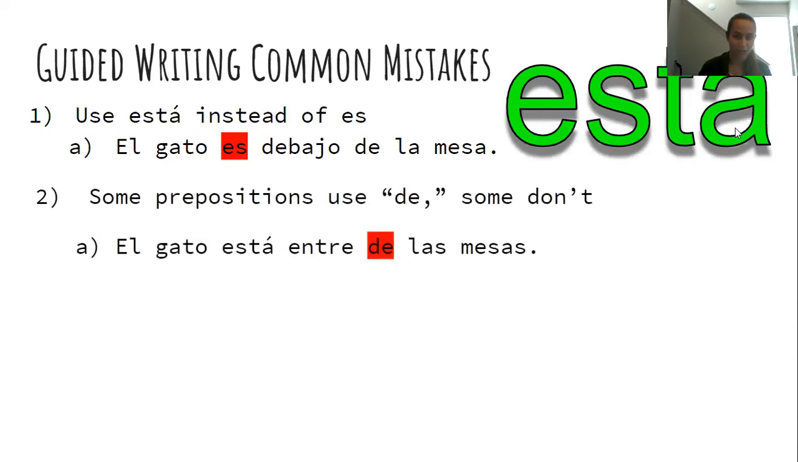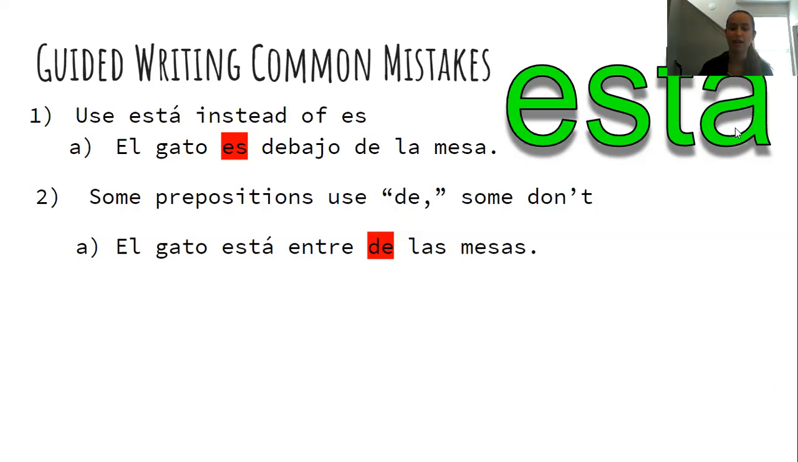The second thing that we saw is that some prepositions use de at the end of the phrase, and some of them don't. Really, the vast majority of them do. There are only two on our list that do not. For example, you have cerca de, lejos de, a la izquierda de. They all have de. But here's an example that we saw that was wrong.